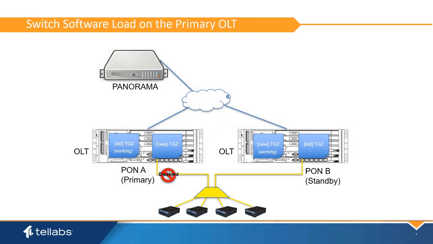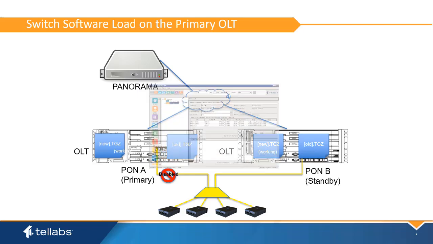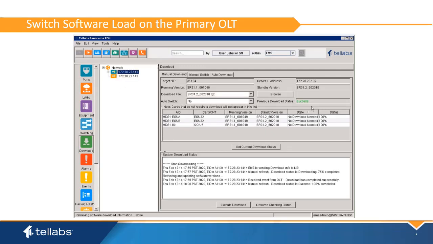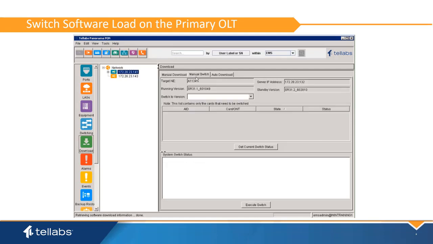The next step is to perform a software switch on the primary OLT. As with the standby OLT, this step is not service affecting because service is on the standby OLT. In Panorama, select the Download app and the primary OLT in the equipment list. Select the Manual Switch tab, then execute the switch.